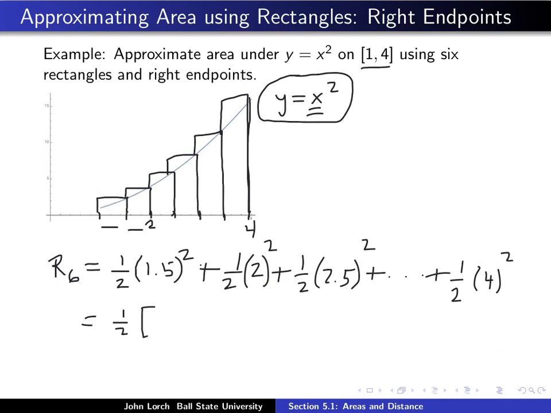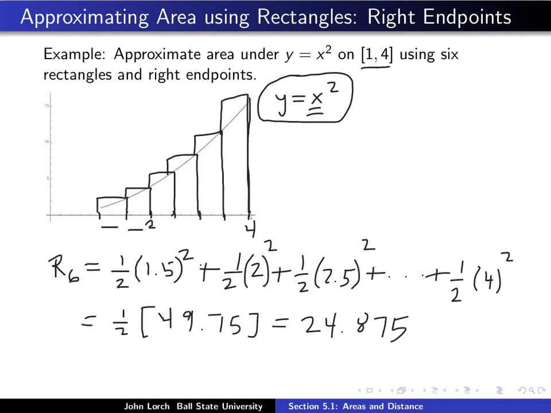So it'd be 1/2, and then if you add all of those things together, you should get 49.75. And then dividing by 2, multiplying by half, gives you 24.875.